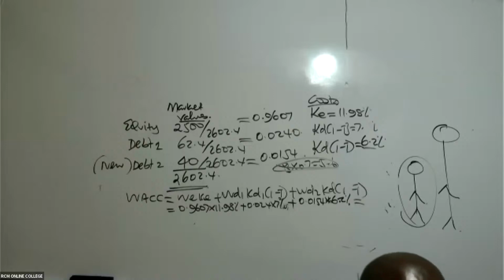Yeah, so you take your calculator: 0.9607 times 11.98 plus 0.024 times 7 plus 0.0154 times 6.2. Is there somebody who is able to see 11.7 or something around there? Anybody who is able to see something around there? I'm getting 11.77.